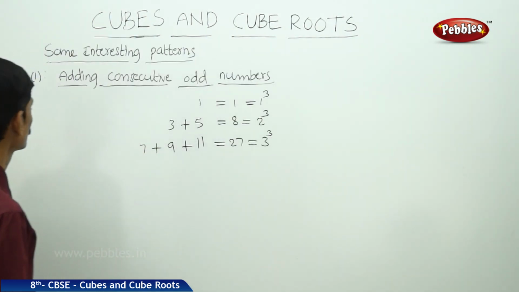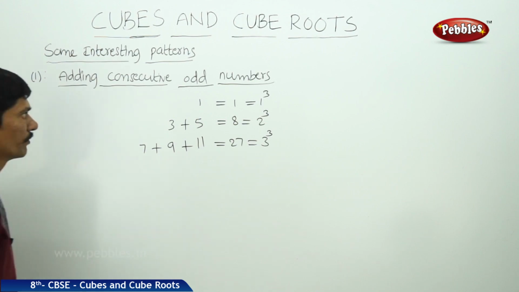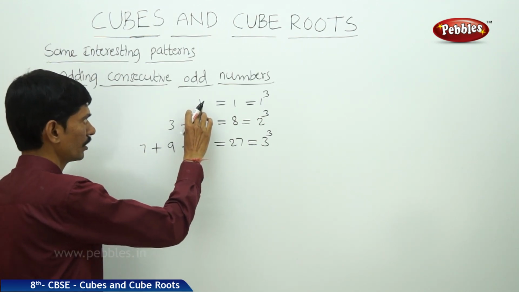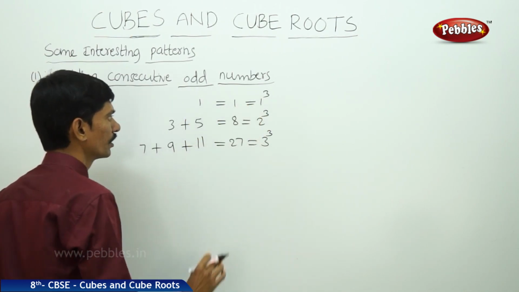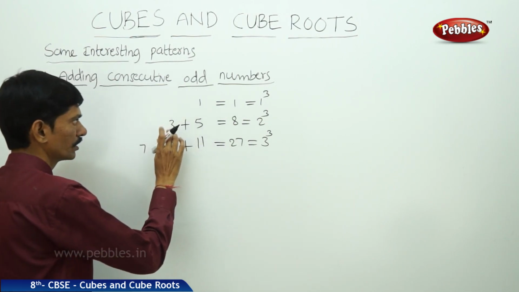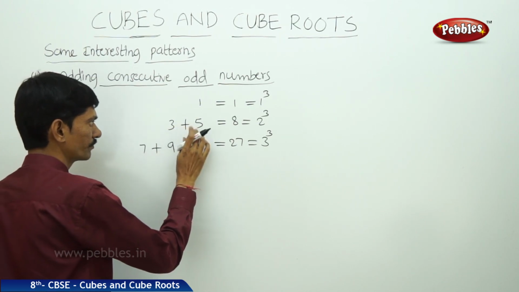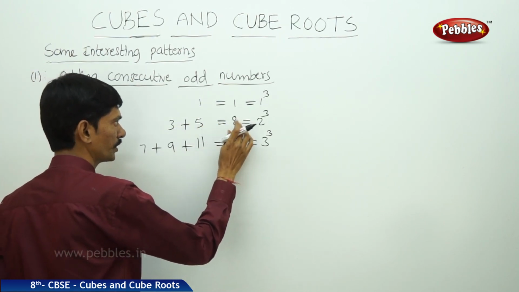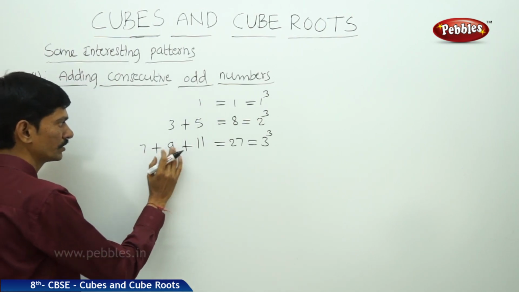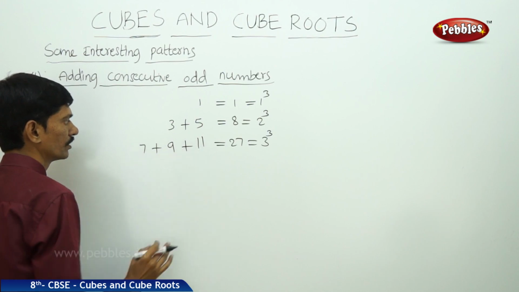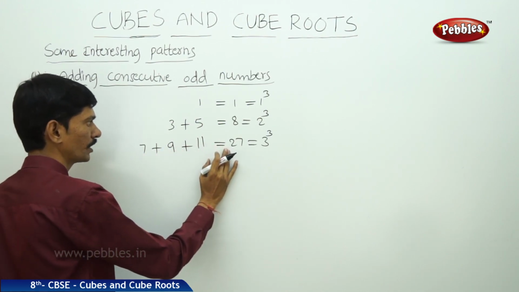Now see the next topic, some interesting patterns. The first one is adding consecutive odd numbers. Let us take the first odd number 1. That is 1 itself, so we can write it as 1 cube. Now we will take the next two odd numbers, 3 and 5, and add them. 3 plus 5 equals 8. This can be written as 2 cube. Now the next three odd numbers, 7, 9, 11. Then 11 plus 9 is 20, plus 7 is 27. This can be written as 3 cube.